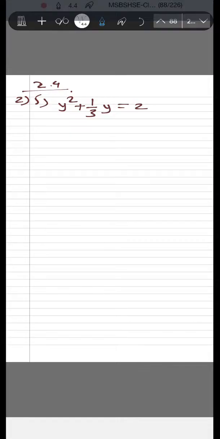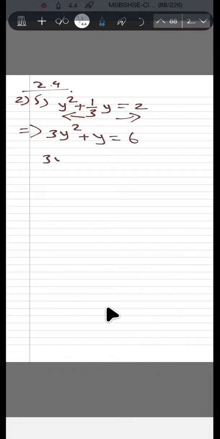Very first thing, we will try to simplify it. How can I simplify it? Simply this 3 goes to multiply here and here. So the answer will be 3y square plus y is equal to 6. So 3y square plus y minus 6 equal to 0.